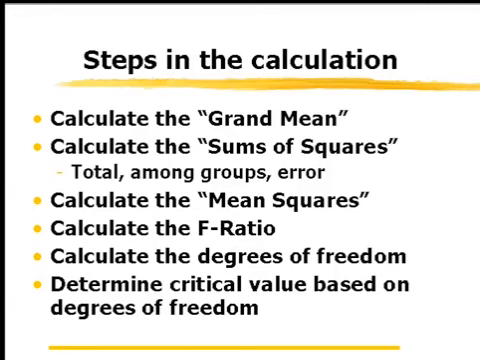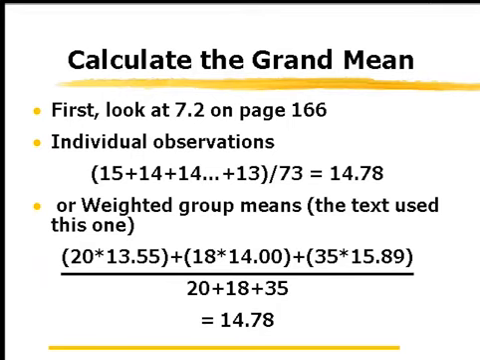So let's start off then with the calculation of the grand mean. First, again, look at figure 7.2 on page 166, and this has the information that we will be using in the table, in table 7.2, to work through this problem. One way of calculating the grand mean, as you know, is to take every individual score. In this instance, there were 73 individuals. Divide it by the number of individuals, and you come up with 14.78.